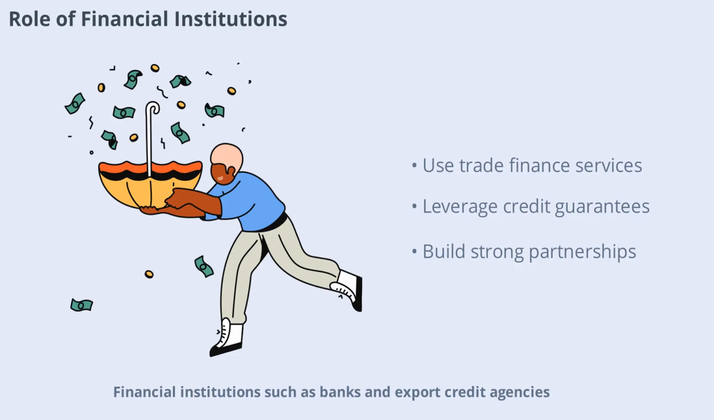Financial institutions, such as banks and export credit agencies, offer a range of services to help manage international risks. These include trade finance, currency hedging, and credit guarantees. Building strong relationships with financial partners can provide access to valuable expertise and resources. By leveraging the support of financial institutions, companies can enhance their risk management capabilities and expand confidently into new markets.